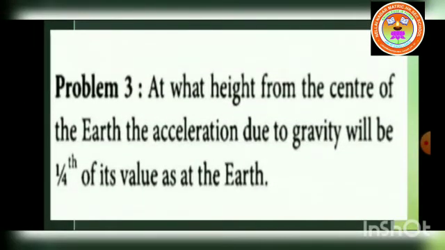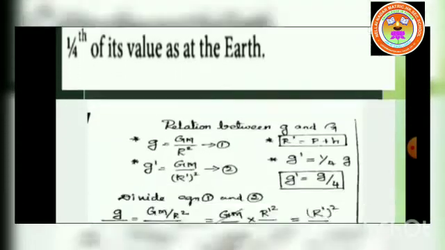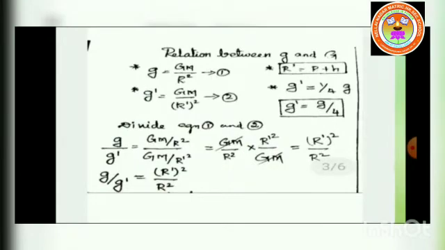Problem number 3. At what height from the center of the earth will the acceleration due to gravity be 1 by 4th of its value at the earth? So we should consider earth and another planet. We are going to use the g and g dash relation formula that we know already.